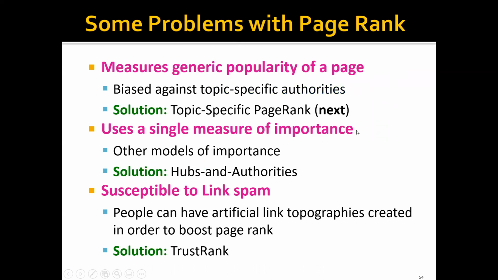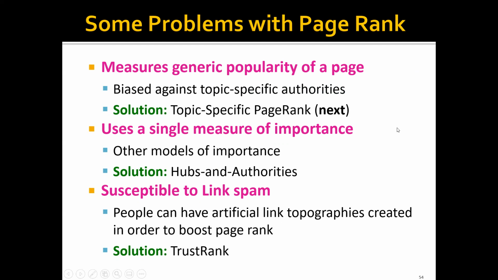Now, up to here, we have finished the vanilla version of the PageRank algorithm. And there are several problems with this vanilla version of PageRank. The first problem is that it measures only the generic popularity of a page. But what if we want this popularity to be biased toward topic-specific authorities? For example, we only want the popularity in terms of newspapers, or only in terms of movies. How can we do it? The solution is what we call topic-specific PageRank, and we will talk about this in the next lecture.